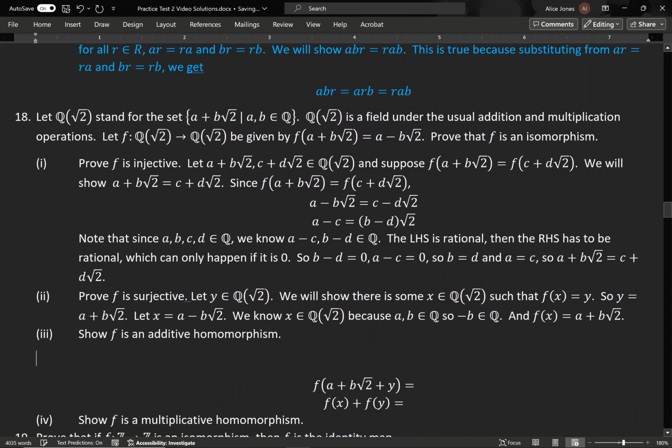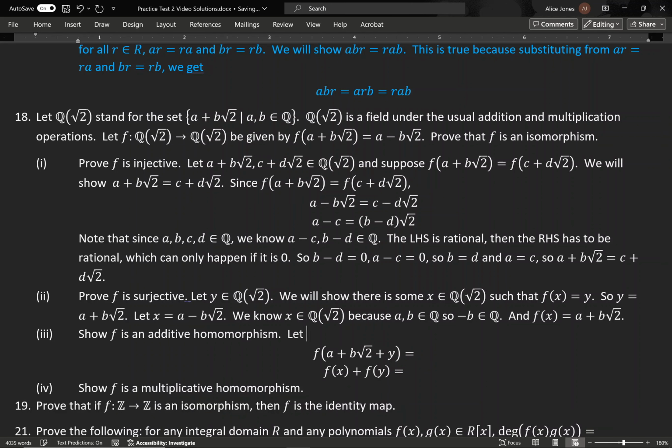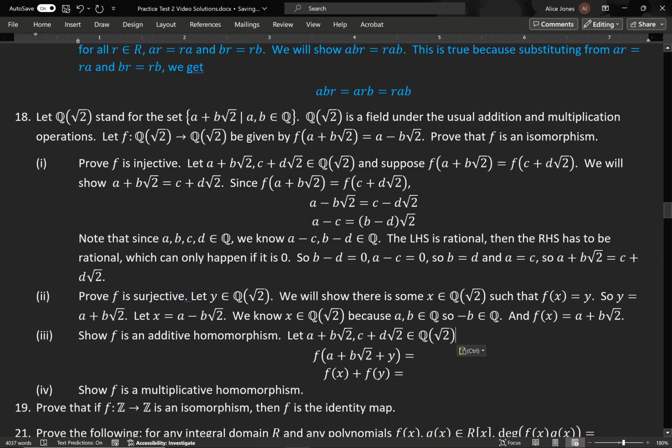And I guess here I should probably say what my elements are. So let me just copy it from up here. Let these two be elements in Q square root of 2. And I'll just copy these again.